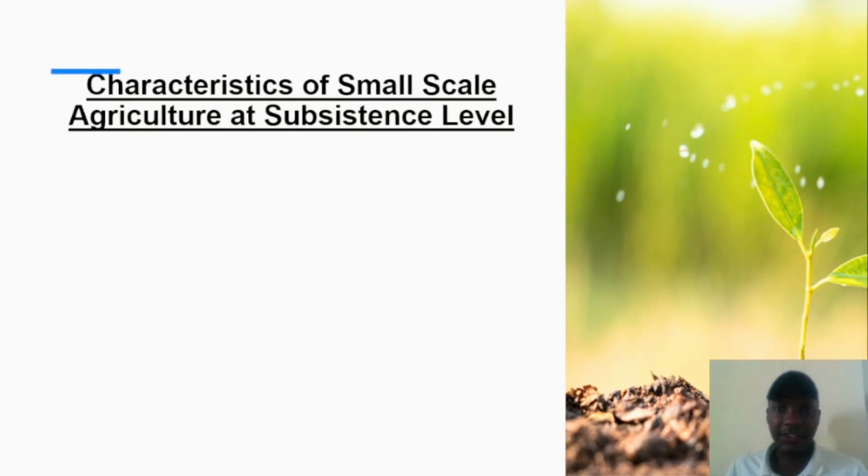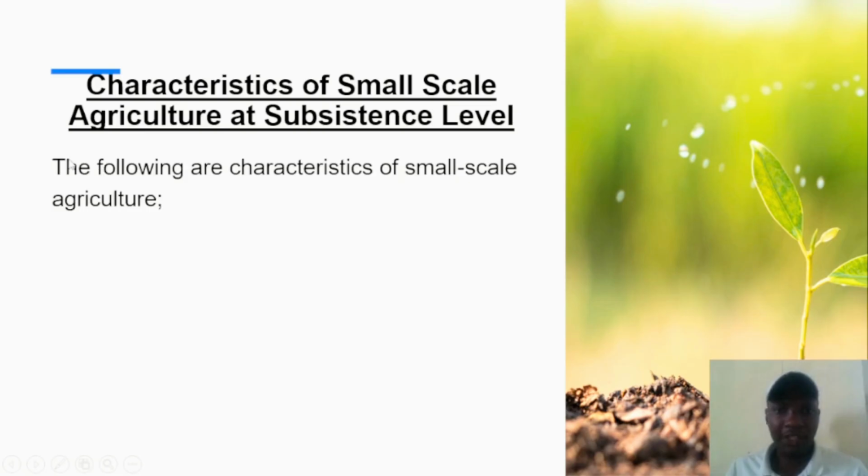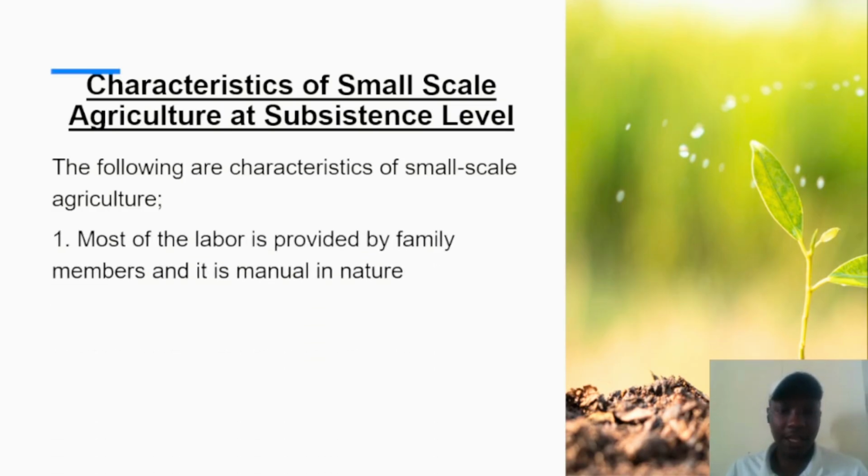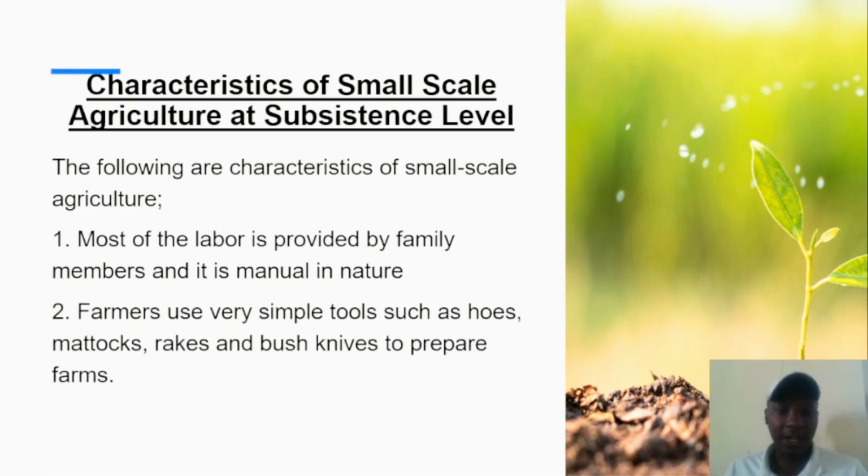Now, let's see the various characteristics of small scale agriculture at subsistence level. The following are characteristics of small scale agriculture. First, most of the labor provided in small scale agriculture is mainly by the family members, and it is manual in nature. So you can term the agriculture small scale when most of the labor is provided by the family members and it is manual in nature. So that's the first characteristic.